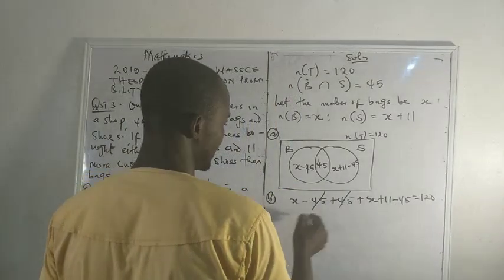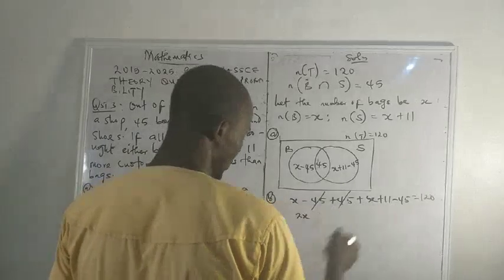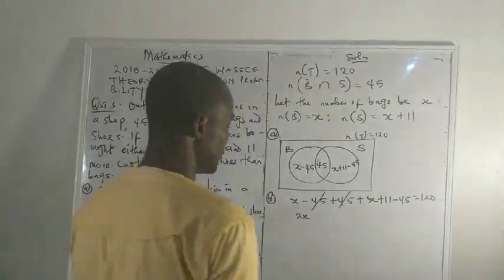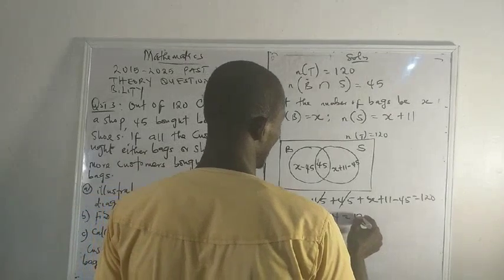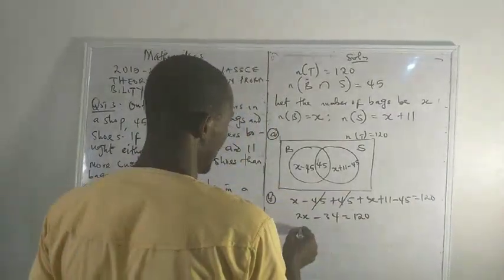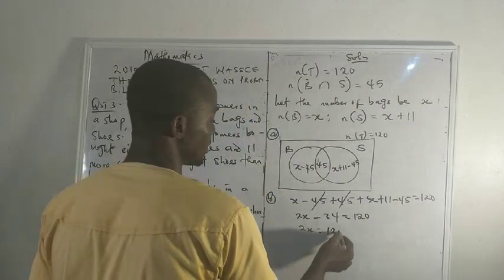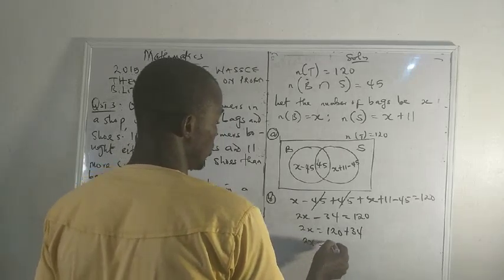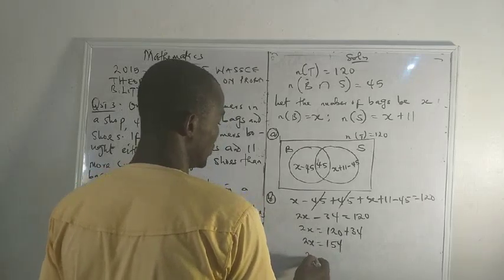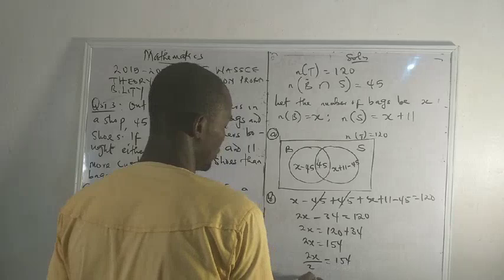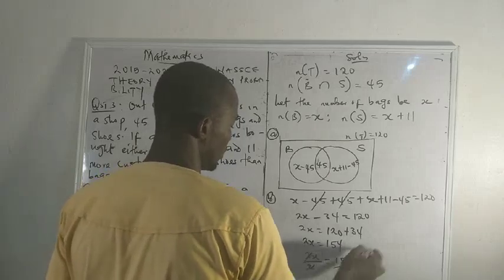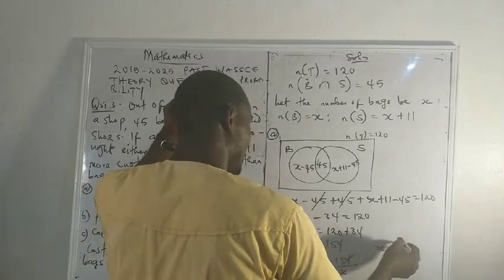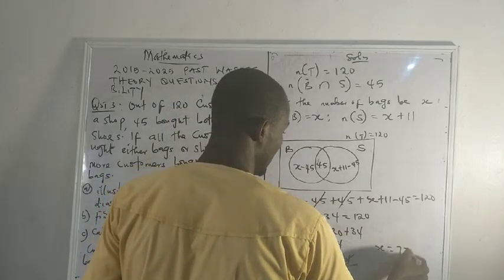Alright? X plus X is 2X. 11 minus 45, that is minus 34. We have 2X minus 34, which equals 120. If you collect like terms, you have 2X equals 120 plus 34, and this will give you 2X equals 154. Then you divide both sides by 2. When you do that, your X will be 154 divided by 2, that is 77.